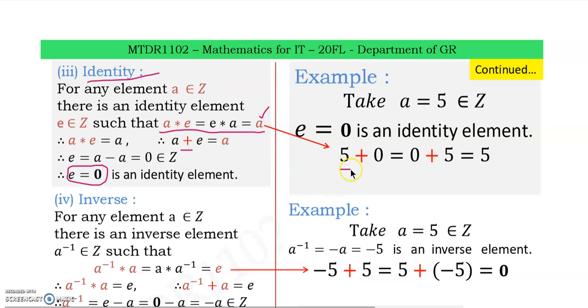A is 5, any number. Then star is your binary operation, in this problem it is sum, plus. Then this is the identity element 0, that's what you have calculated here. So you put 0 here. So 5 plus 0 how much? 0 plus 5 how much? Because you are writing this rule. All are the same, 5. 5 plus 0 is 5, 0 plus 5 is 5. So this satisfies the identity property. So no doubt E is equal to 0 is the identity element for Z comma plus.